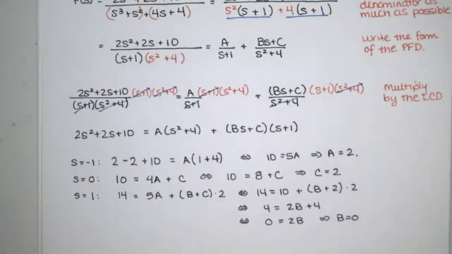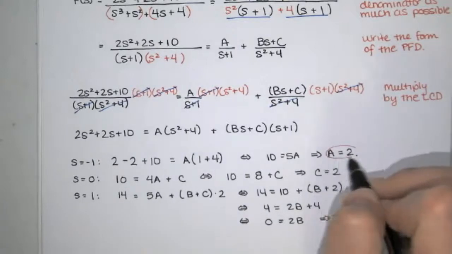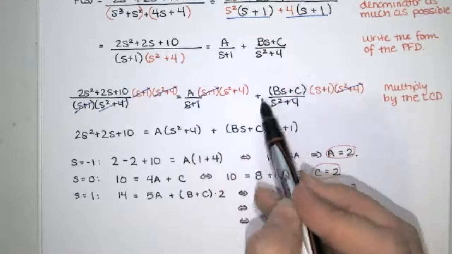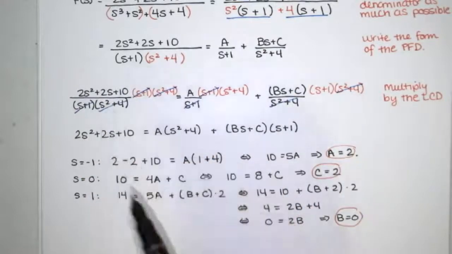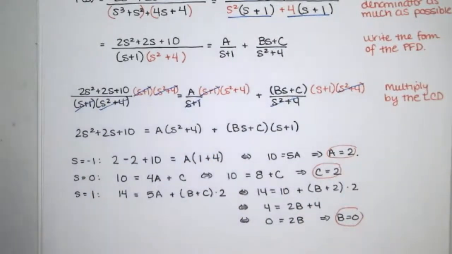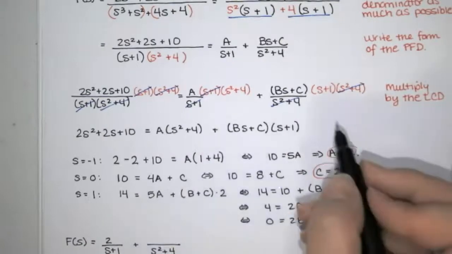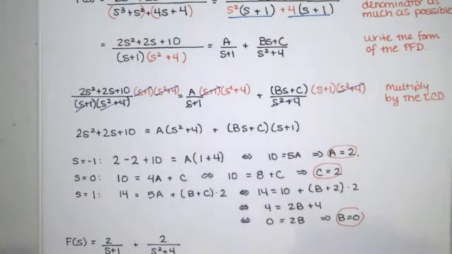So we know the values of A, B, and C that cause this plus this to be equal to this. So that is the partial fraction decomposition for our F of s. So F of s is equal to A over s plus 1 plus Bs plus C over s squared plus 4. Since B is 0, that's going to be 0 times s plus 2 over s squared plus 4.